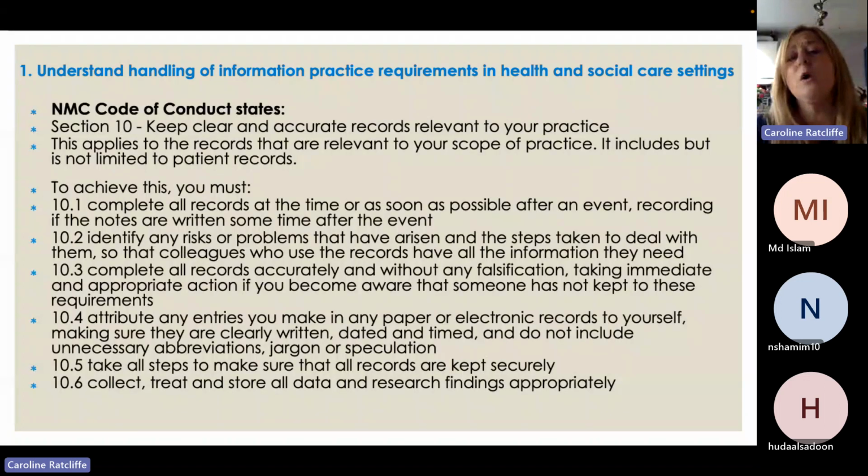Okay, so here is the actual wording that's in the code of conduct. It's in section 10, about all the data. There's things there that really shouldn't be a surprise to you. The top one: keep clear and accurate records relevant to your practice. Absolutely. If you've read the care plan and it says the patient needs 2 paracetamol every 4 hours, so you've given the 2 paracetamol to the patient, you're going to document in the care plan, Mr.